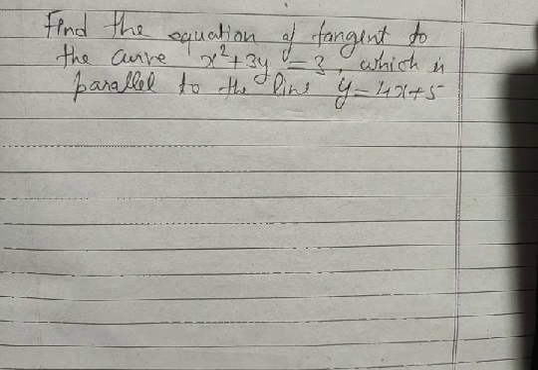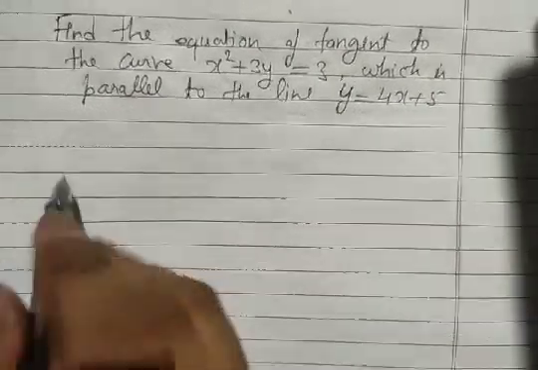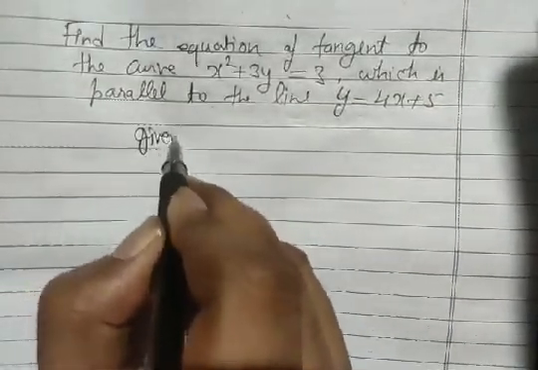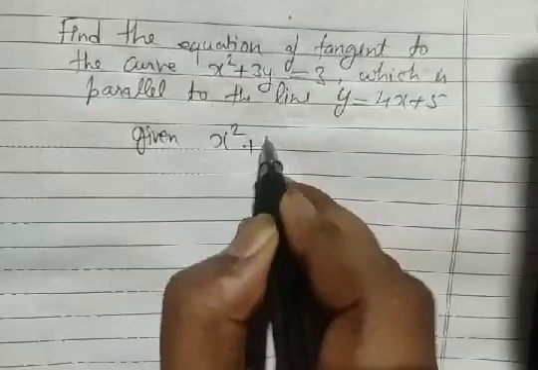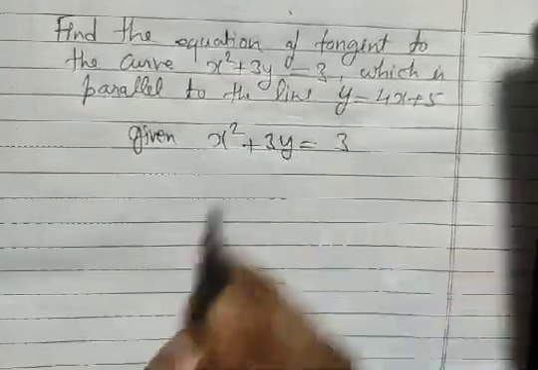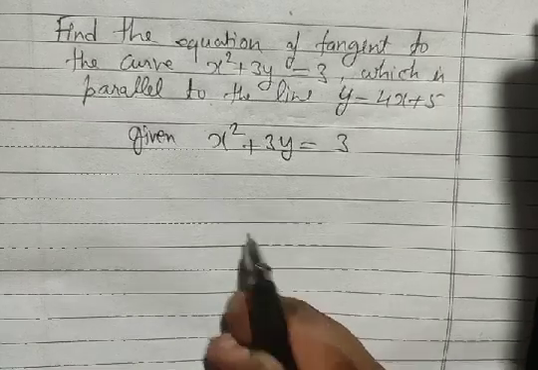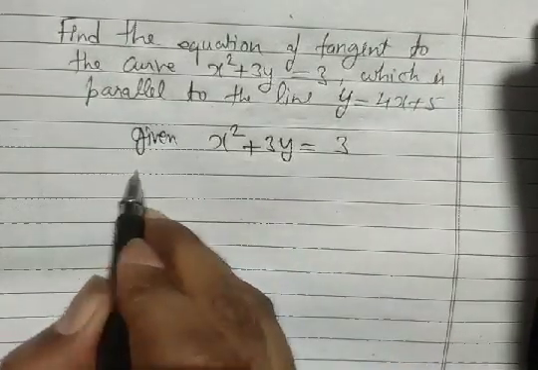We have to find its dy/dx. What is given there? Our curve is x square plus 3y equal to 3. Our first requirement is to find dy/dx. Then we are going to differentiate it. And what do we get?